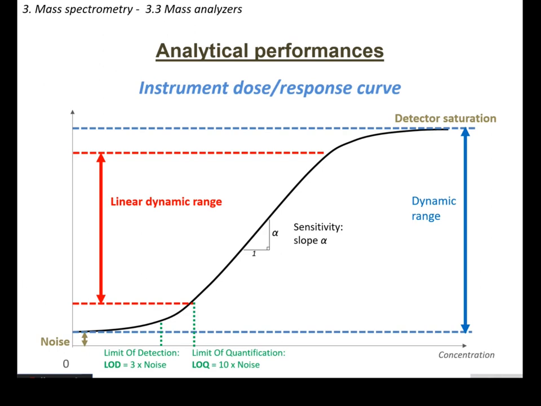One last piece of information about the analytical performances is the instrument dose response curve. Any instrument, so of course mass spectrometers, shows this type of dose response curve. It's an S curve. This is a black curve here. So in abscissa you have the concentration or the dose of the molecule you want to analyze. And in ordinate you have the intensity of the signal. And so at the beginning you're just at the level of noise. The noise is the minimum signal. You can't go below that.